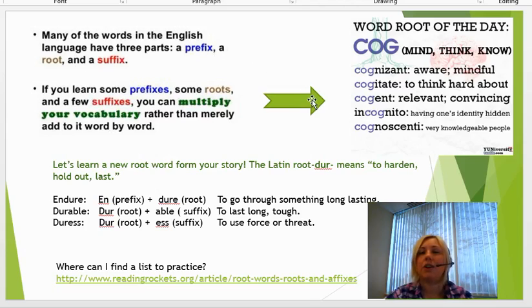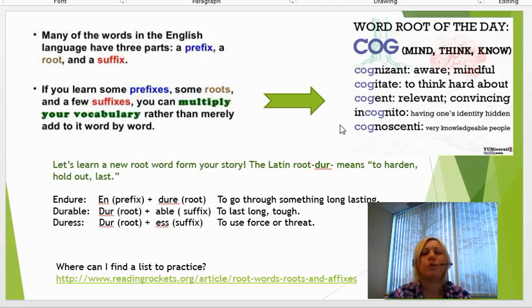If you take a look over on the right, this is the root word cog. It means mind, think, know. Can you think of any words that have the root cog in it? Two that you might be familiar with on this list are cognizant, to be aware or mindful, and incognito, which means having one's identity hidden. As you can see, all of these words have the root cog in it. Some are in the beginning and some are in the middle.